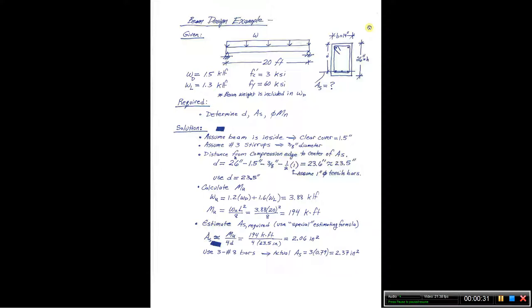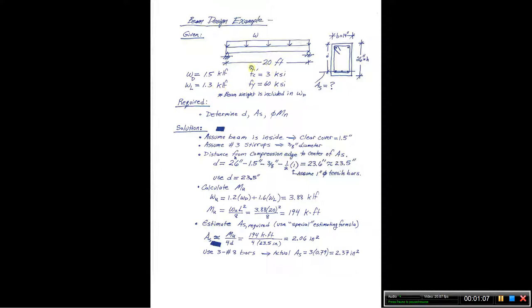In this particular case, I've kept it fairly simple by already prescribing the width and the height of the beam. I also have here a simply supported beam with a 20-foot span. It has a uniform load on it. It has a dead load that's prescribed of 1.5 kips per lineal foot. And we're going to assume that the beam weight itself has already been included in this number. We also have the live load, which is 1.3 kips per lineal foot.